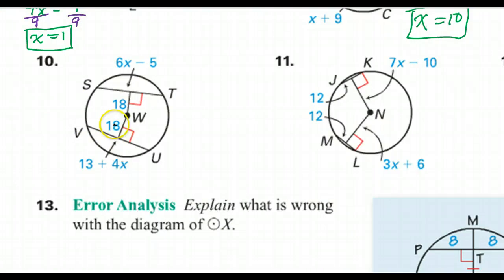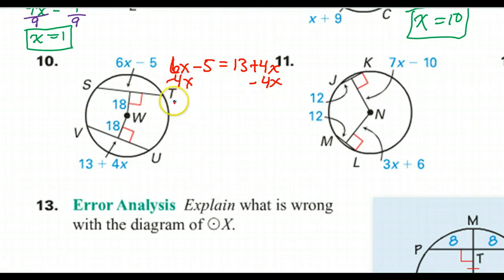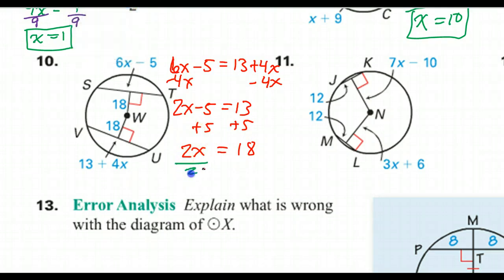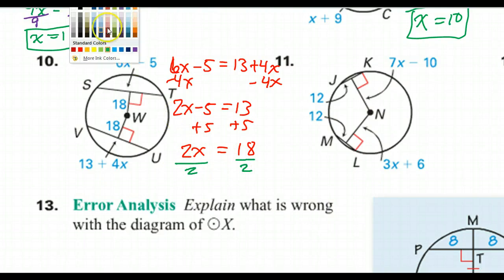All right, number 10. The distances from the center are the same, so the chords are the same. So, same thing as before. I'll go with the 6x minus 5 should equal 13 plus 4x. Those should be the same. If I subtract 4x from both sides, that gives me 2x minus 5 is equal to 13. Add 5 to both sides, and 2x is equal to 18. Divide by 2, and x equals 9.